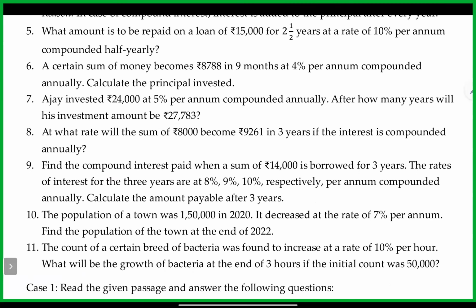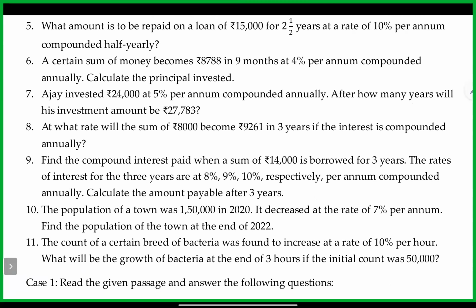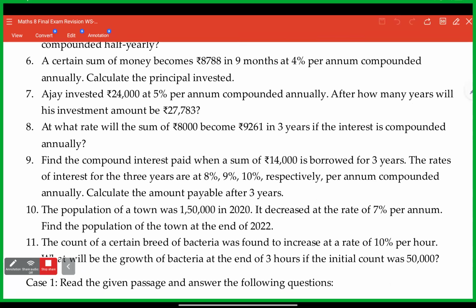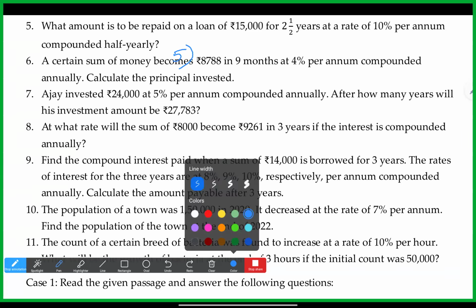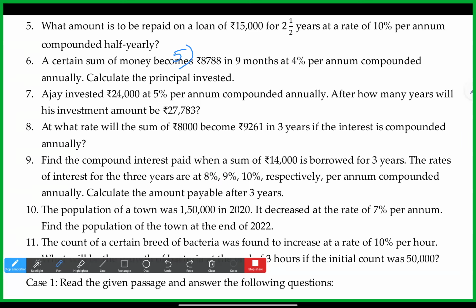Okay, so read the fifth question. What amount is to be repaid on a loan of rupees 15,000 for 2.5 years at a rate of 10% per annum compounded half yearly?